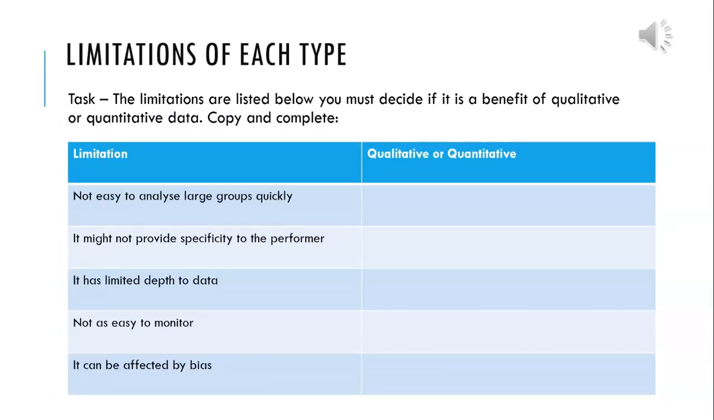And this one's for the limitations of each type of data. So the limitations are listed below, and you must decide if it's a limitation of qualitative data or a limitation of quantitative data. So copy the table below and complete. I like the last one.